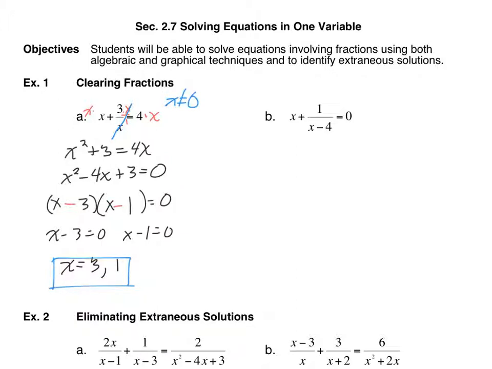All right, look at B. What are we going to multiply every term by here?